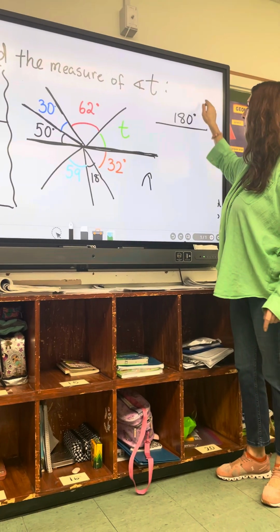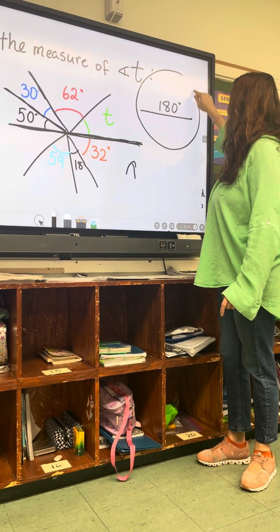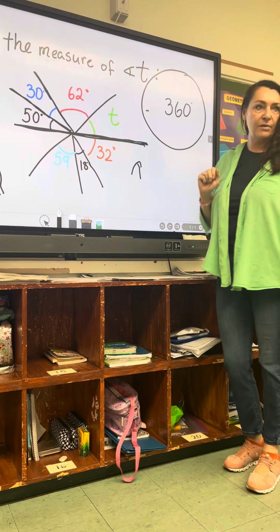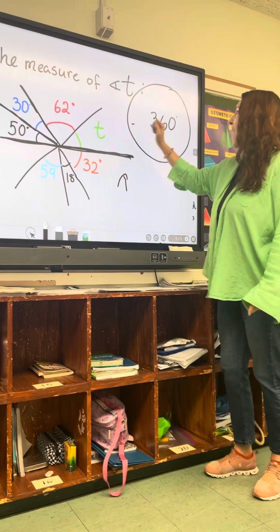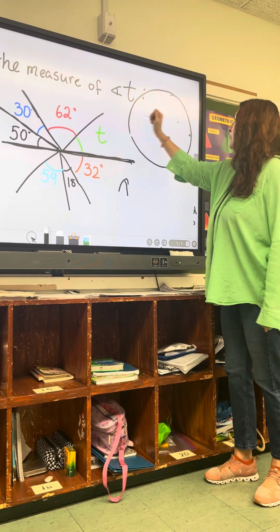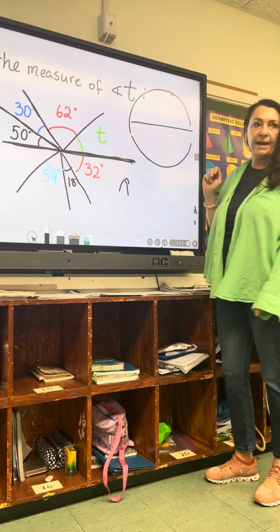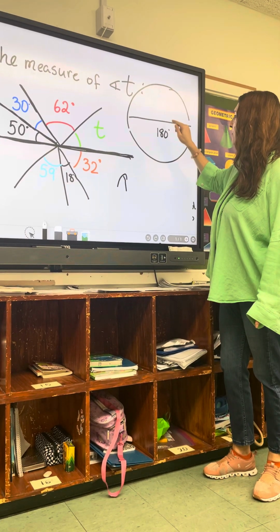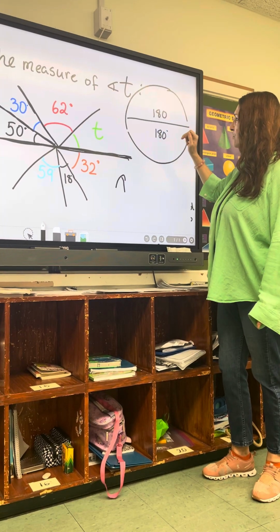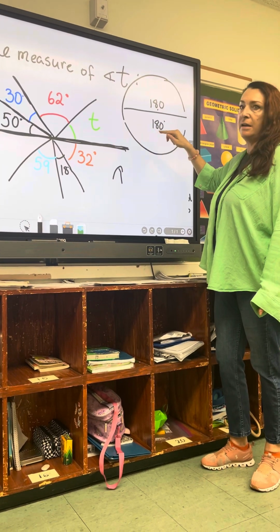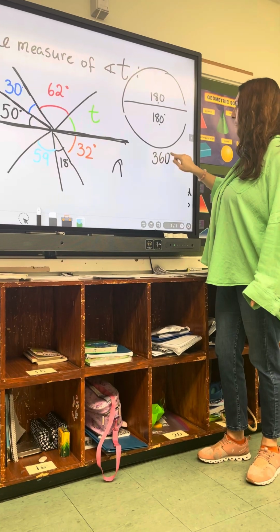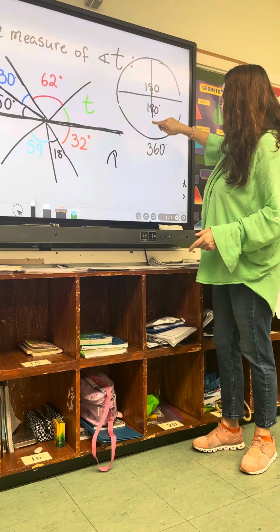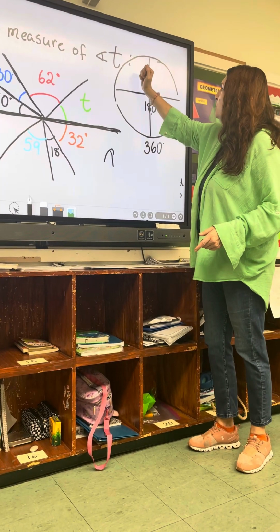So if we have a circle like that, it's going to be 360 degrees, right? That's tip number two. So half of it would be a straight angle. And what is the measure of a straight angle? 180 degrees. So this is 180 degrees, right? 180 plus 180 is equal to 360. That's the circumference.